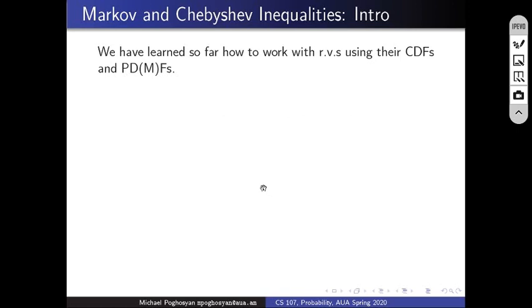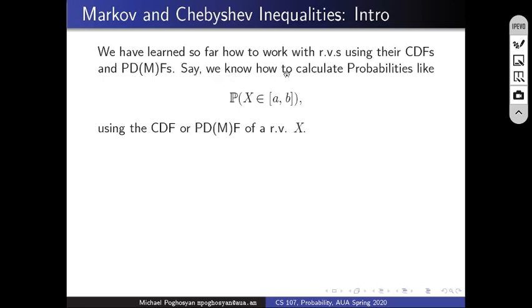We have learned so far how to work with random variables by having their complete characteristics, by having their CDF or PDF or PMF. Say, we know how to calculate probabilities like this, the probability that X will be in interval AB. If we have the CDF, this will be the value of CDF at B minus the CDF at A if our CDF is continuous. Otherwise, we will take one-sided limit.